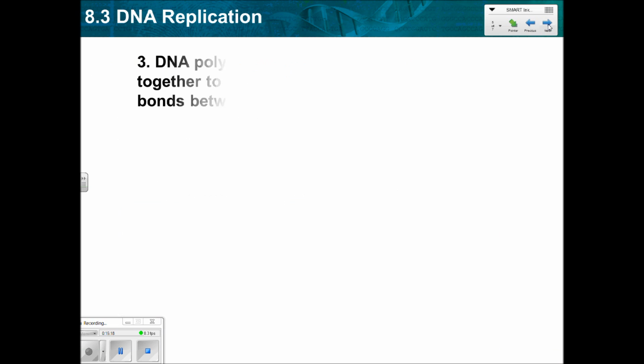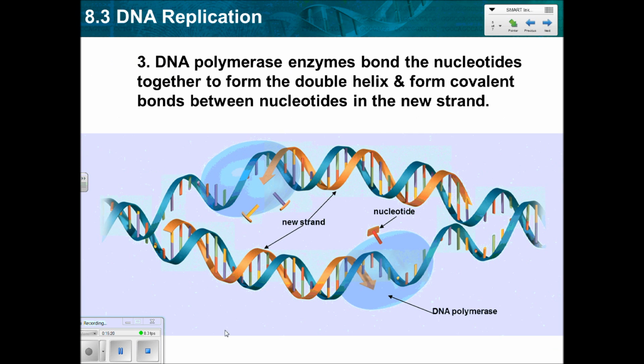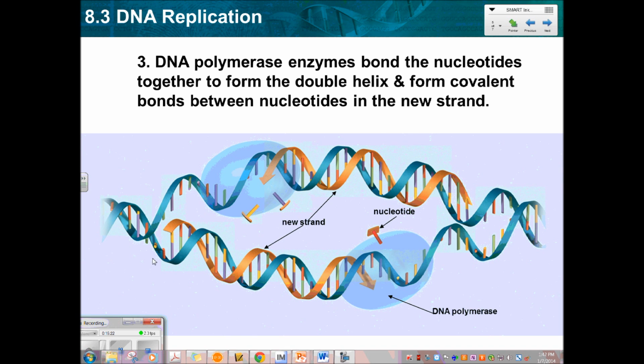Let's go on to number 3. The last step is the DNA polymerase enzyme bonds the nucleotides together. So we have to get the backbone also bonded together to form the double helix, these covalent bonds, and we get 2 strands of DNA again. Now, eyes up here. Look at this closely, you guys. This is called semi-conservative replication.